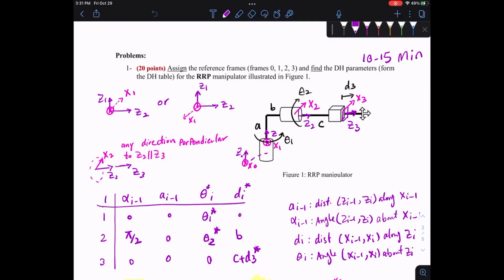Grading will be different, right? If you write that or that, you have to choose which one you're going with. I'm going into the plane. That's why I put a cross on my X1.